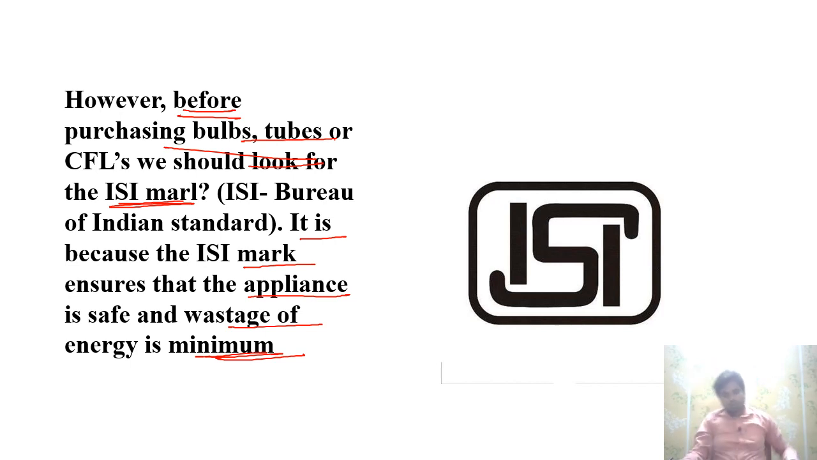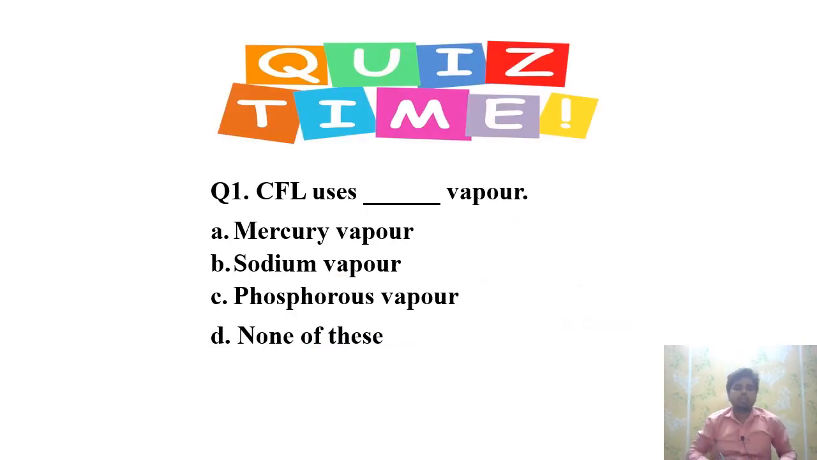Okay, so students, now you have to tell me which vapor CFL uses. Is it mercury vapor, sodium vapor, phosphorus vapor, or none of these? This is a very simple and easy question, students. I know that you can answer this question very easily. Okay, so the correct answer is mercury vapor. So CFL, the bulb that replaced the electric bulb, mainly uses mercury vapor.